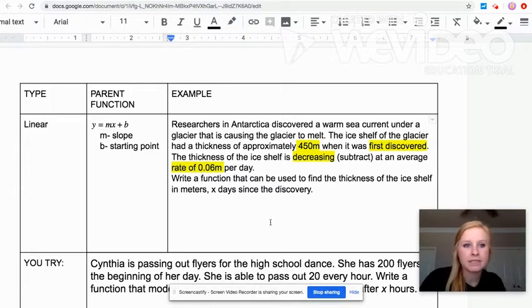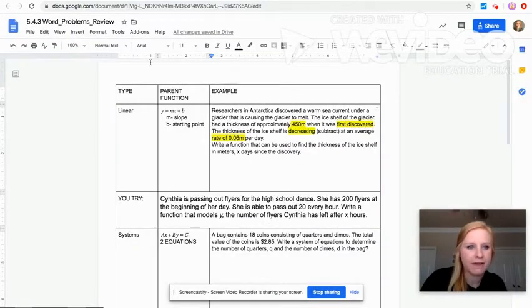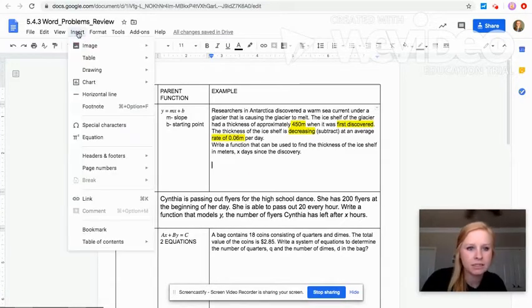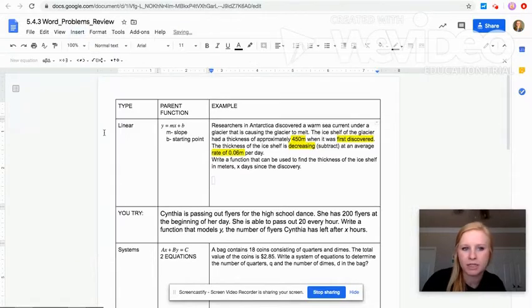Okay, the next thing we're going to do is actually write that problem. And so the way that we're going to insert an equation to be able to solve this is we're going to say insert, and then we're going to pick equation. When you do that, it actually pops up right here. But then you have it right here. You can just hit new equation. So we know that it says, write a function used to find the thickness of the ice shelves in meters after X days since the discovery.